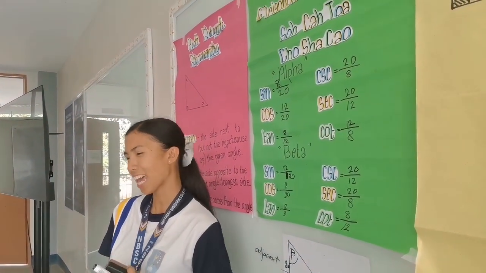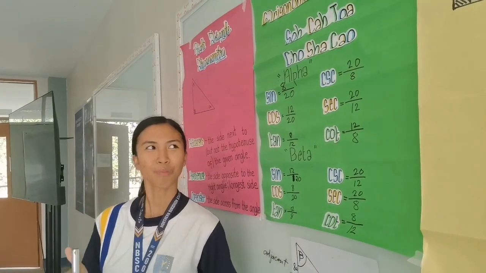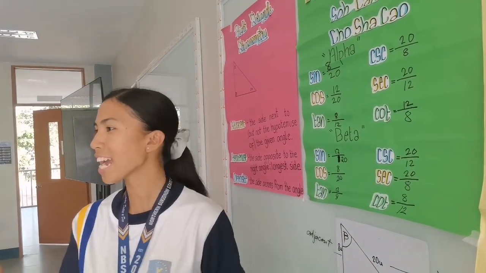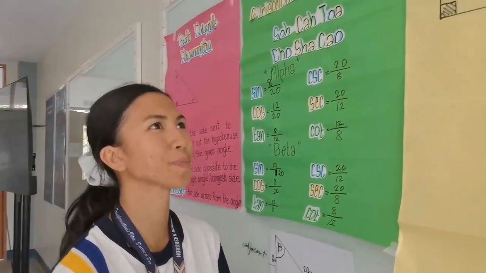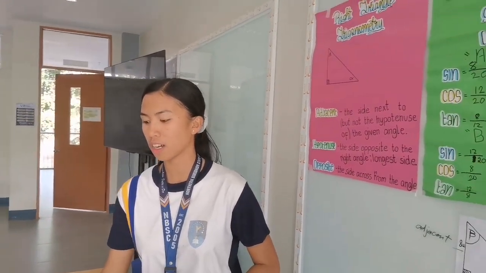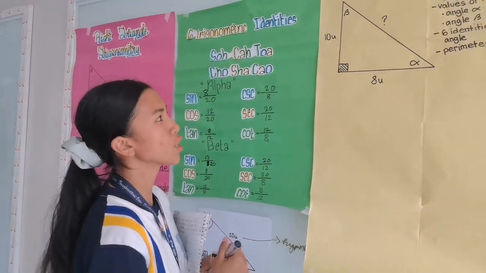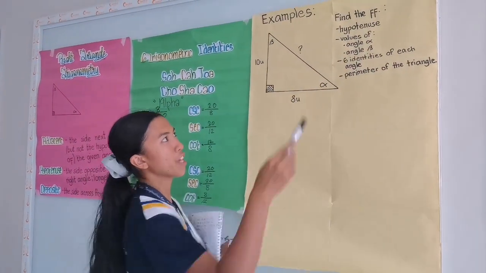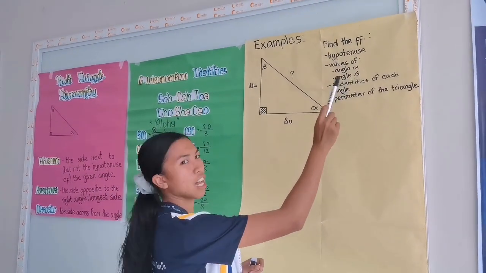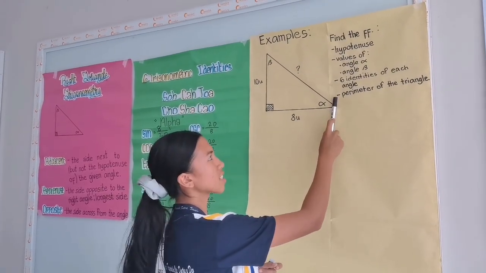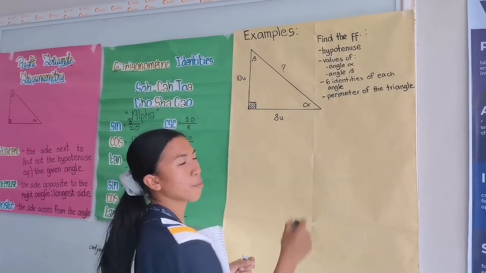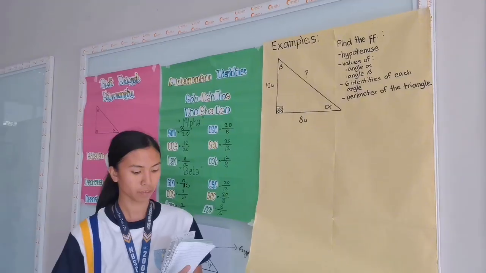Now, students, do you get it? Yes, perfect. Now, I have here an example. In order for you students to further understand our topic, in the example we will find the hypotenuse, the values of angle alpha and angle beta, the 6 identities of each angle, and the perimeter of the triangle.